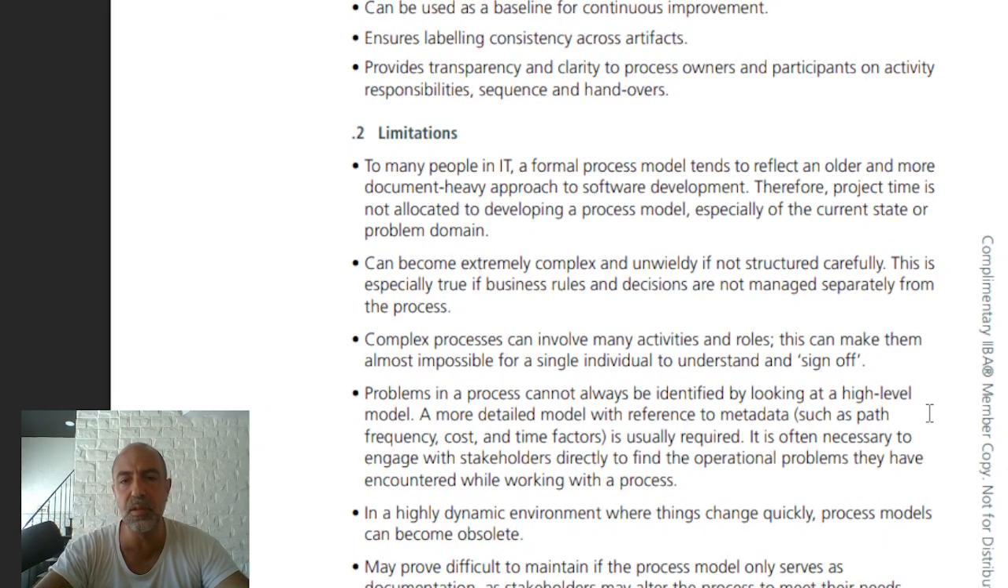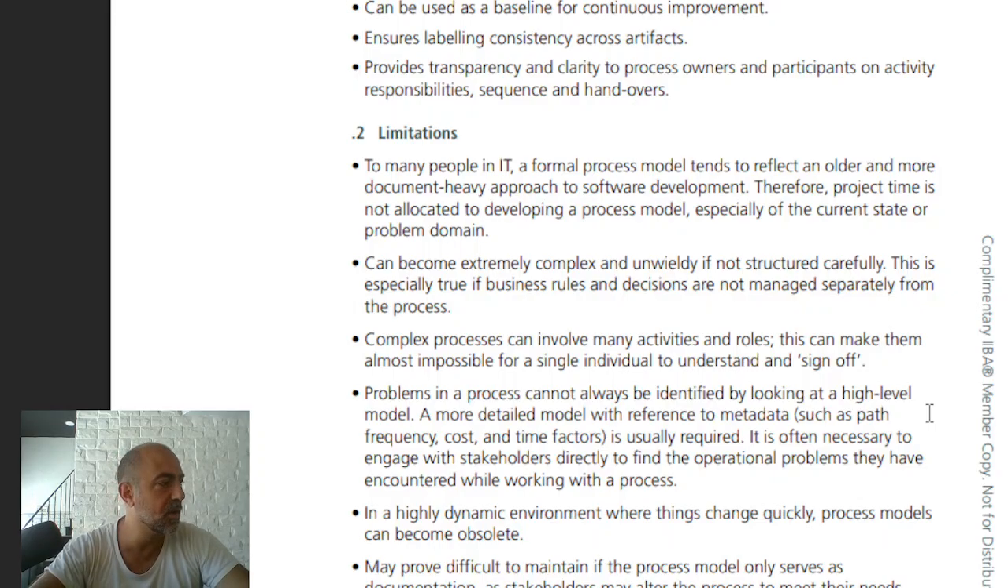What are the limitations? Well, to many people in IT, a formal process model tends to reflect an older and more document-heavy approach to software development. Therefore, project time is not allocated to developing a process model, especially of the current state of problem domain. Can become extremely complex and unwieldy if not structured carefully. This is especially true if business rules and decisions are not managed separately from the process.